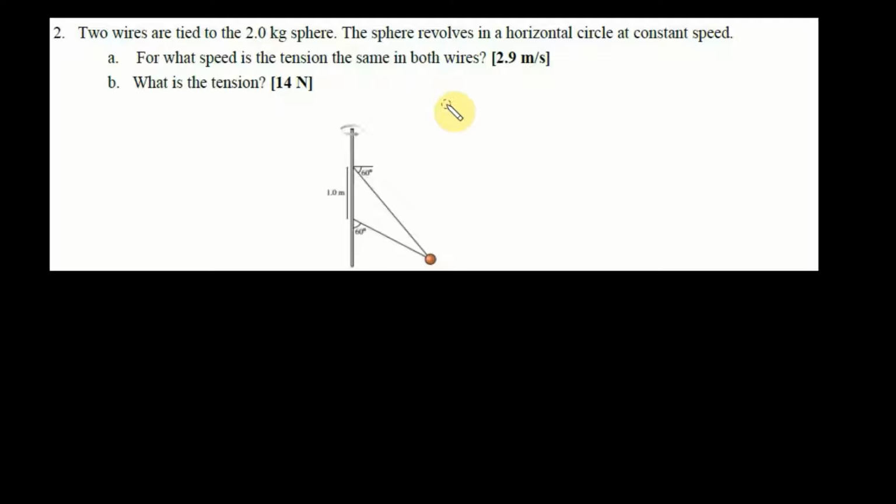So, what are we given? We have the mass of the sphere, 2 kilogram, and that's pretty much all we have. Weight. So the sphere revolves in a horizontal circle at constant speed. So angular velocity is constant. Therefore, we have no acceleration.